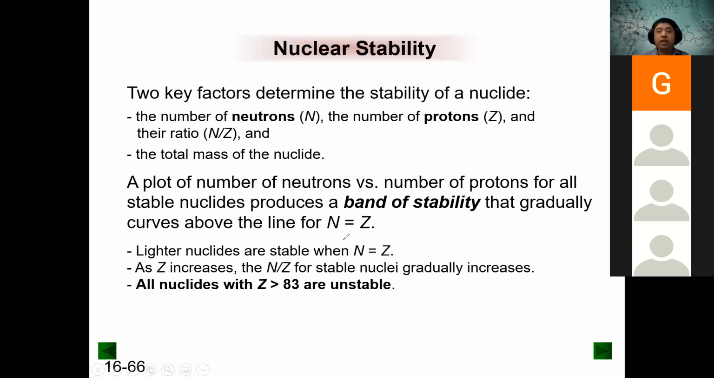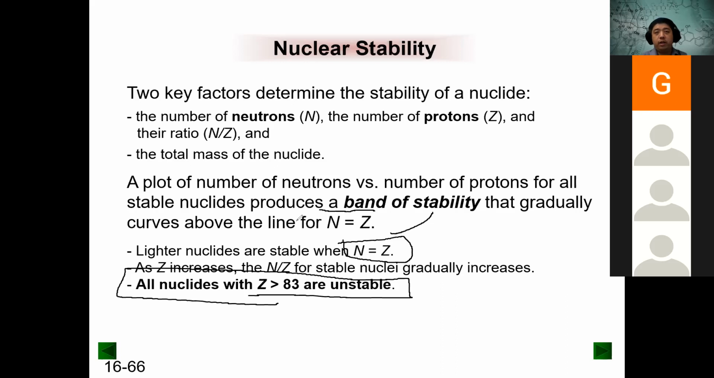So we have an N/Z line. That's kind of like the band of stability. It starts to gradually curve upwards past N equal to Z. And once again, the last thing you also want to make sure of is that any one of our elements greater than 83 is considered unstable and will emit radiation. So any element above atomic number 83 is considered unstable.